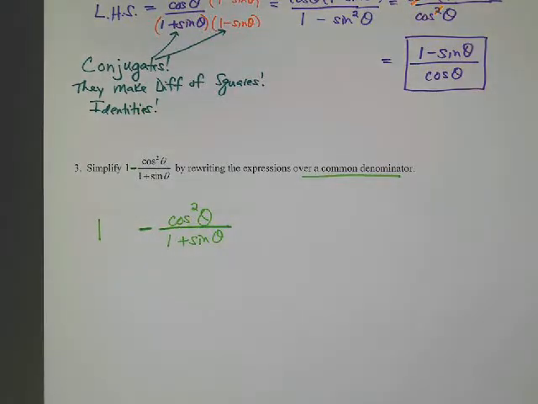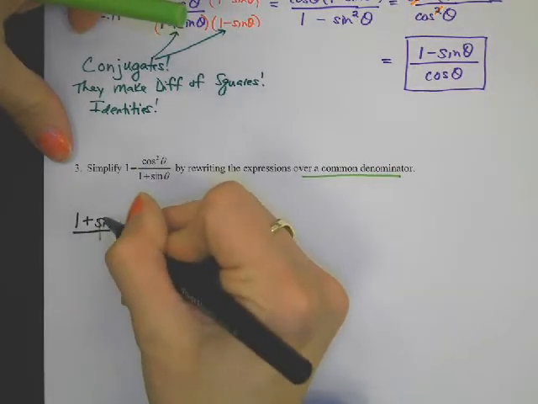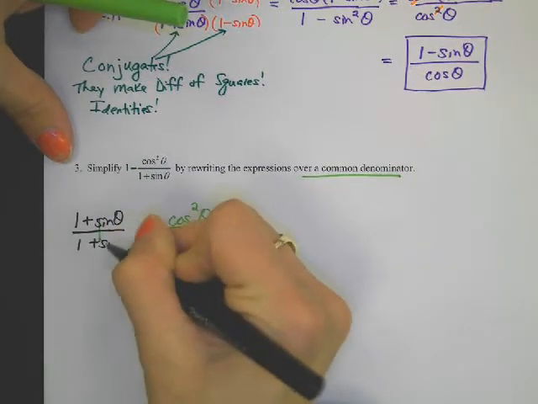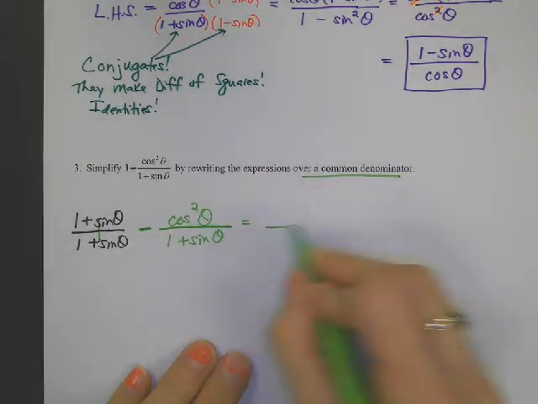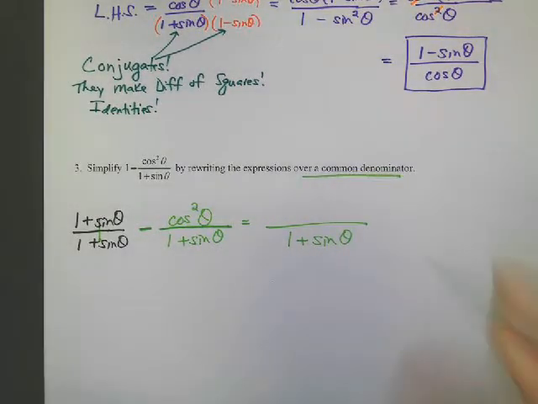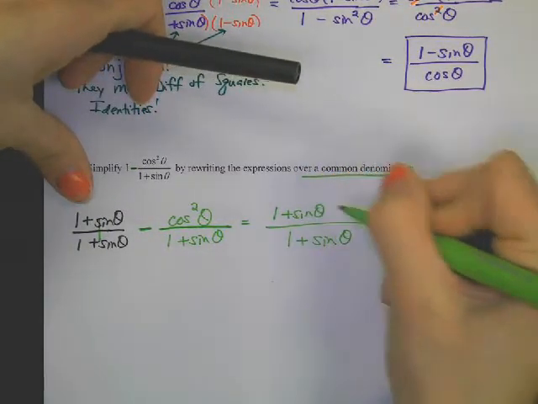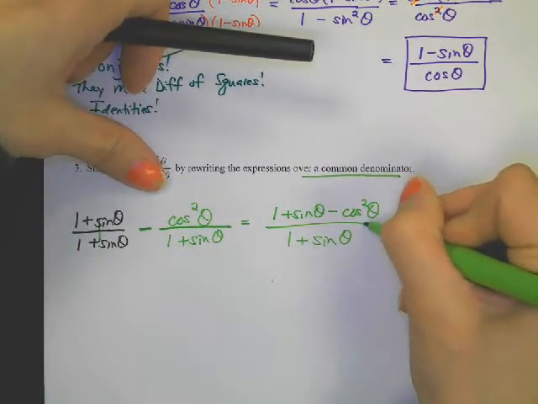Try to work neatly. And so let's change 1 into 1 plus the sine of theta over 1 plus the sine of theta. Now they have a common denominator. Okay, make sure you use an equal sign. So let's put these fractions together with that one common denominator. And the numerator is 1 plus sine of theta minus cosine squared of theta.